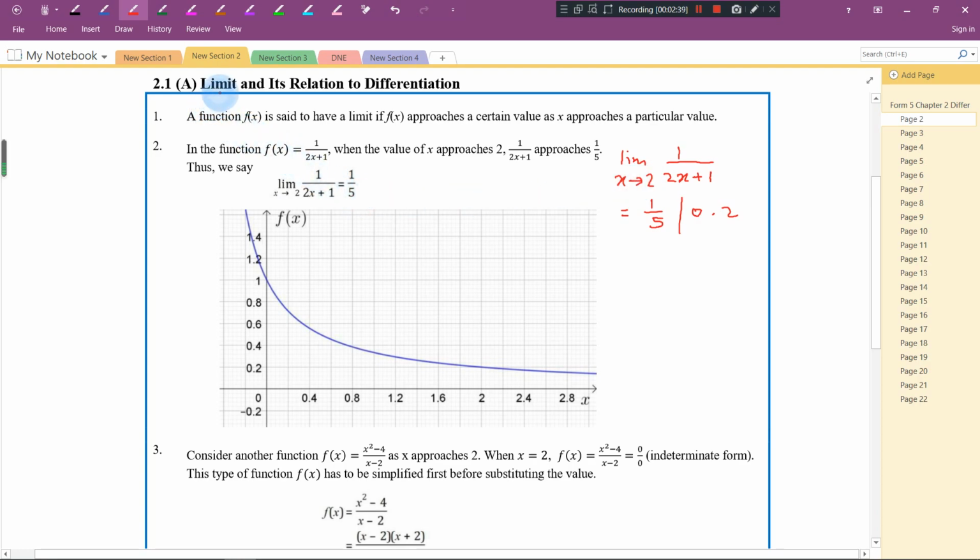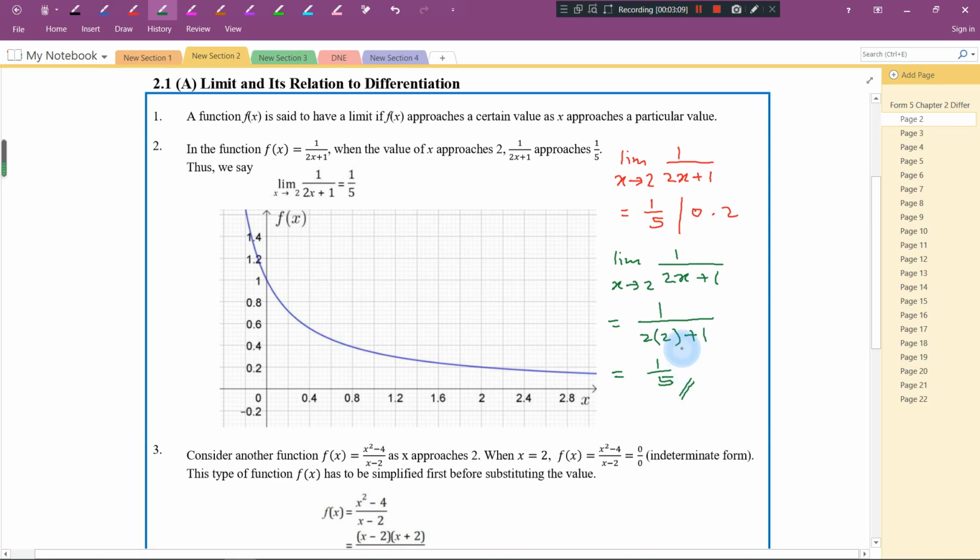This one we call direct substituting. The limit of this function as x approaches 2, I just plug in the 2 over here. Once I substitute the 2, I don't have to write this anymore. 2 times 2 plus 1. Okay, I get the answer, 1 over 5, which is 0.2. This one we call direct substituting.